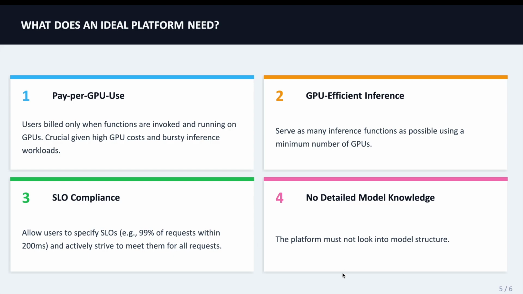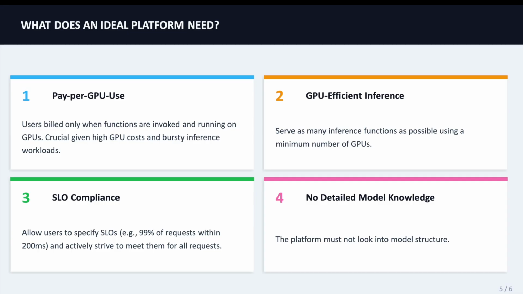And then we have R4, and R4 is that the platform can't look inside the model. The reason is pretty straightforward. Enterprise models have proprietary code and data, and cloud providers just can't have access to that. So the whole thing has to work as a black box.